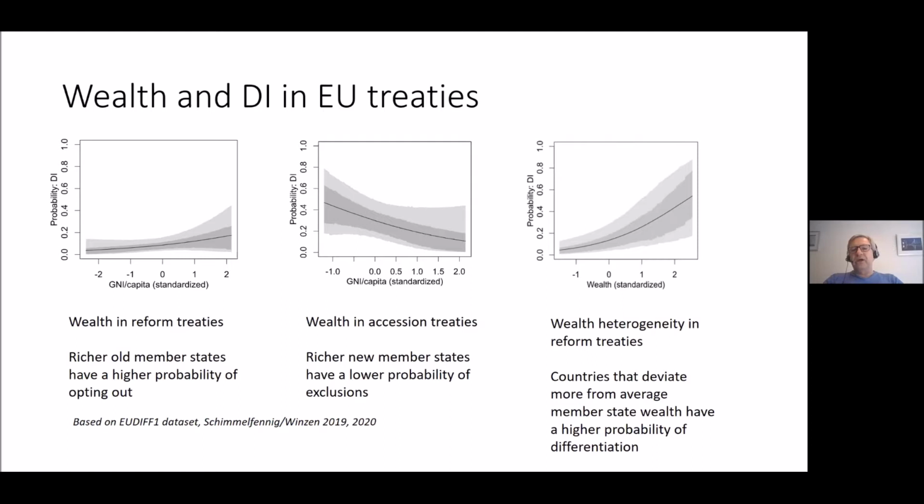And the last panel then uses a combined measure, because the idea behind wealth and differentiated integration really is a curvilinear relationship, meaning that the higher the heterogeneity of wealth, so the higher a country is away from the average wealth of the European Union member states, the more likely it will have differentiations. And this is what the last panel shows. So this is the deviation from the average. As countries deviate more from the average, they have a higher probability of differentiation.